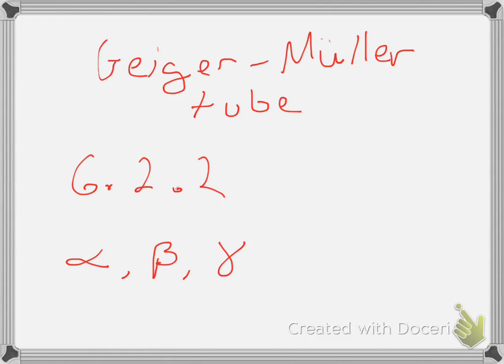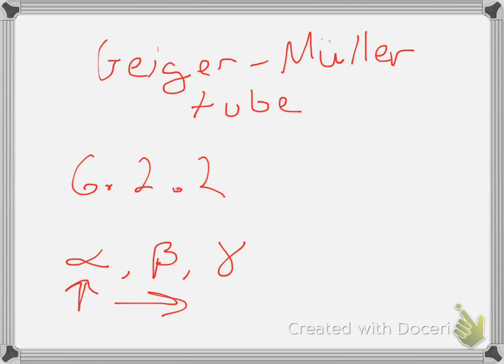And each of these has the ability to ionize a gas as it rips through it, with the alpha being the greatest, and then decreasing in this direction to the right, with the gamma being the least.